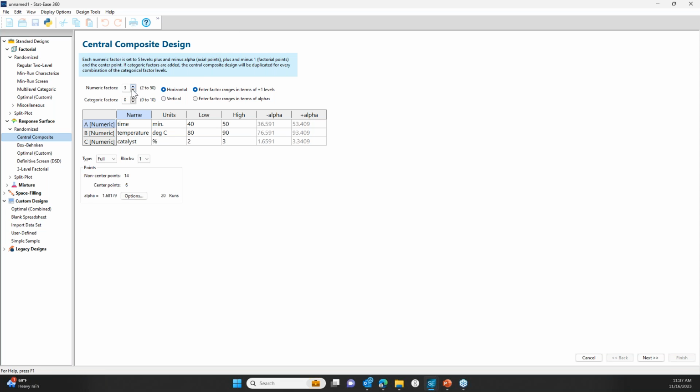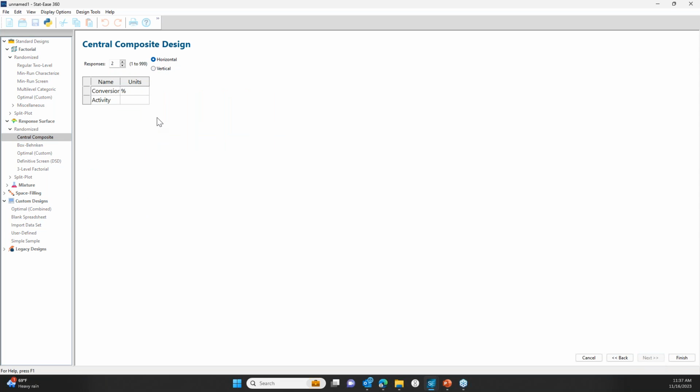We have 3 numeric factors, time, temperature, catalyst, and these are the values. And we're going to take the standard default conditions and go ahead and set this up. So we'll hit next. Here's my 2 responses of interest.